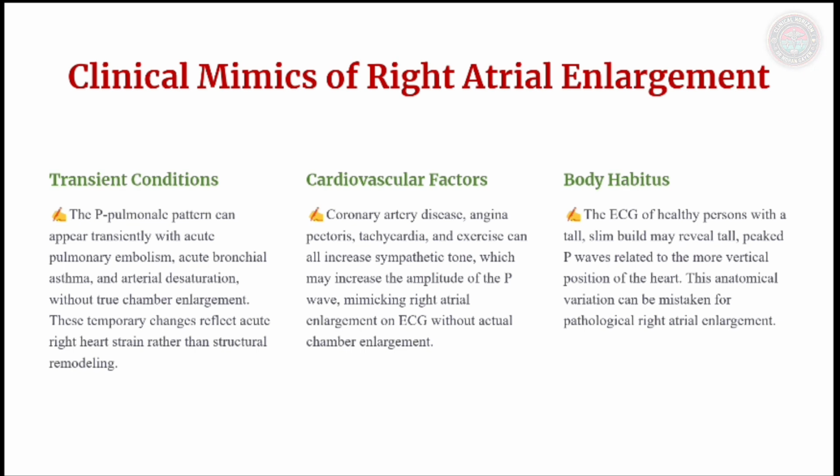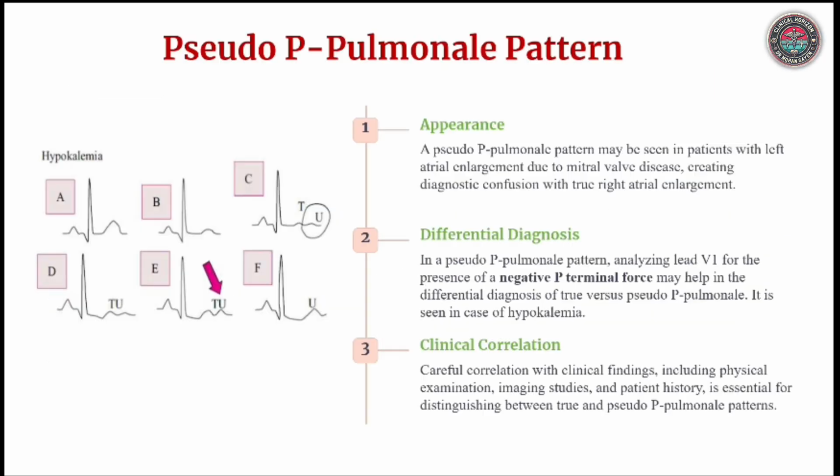Cardiovascular factors, including myocardial ischemia, exercise, or tachycardia, may also increase P wave amplitude. Body habitus, particularly in tall, thin individuals, can cause an ECG pattern resembling right atrial enlargement due to heart displacement. Distinguishing true right atrial enlargement from these mimics requires clinical correlation and imaging.